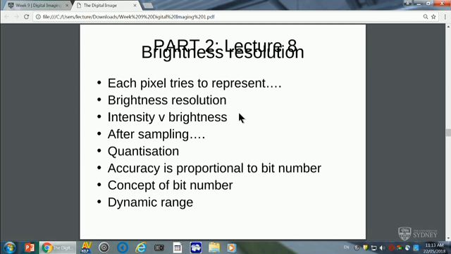A 1-bit system will give you 2 gray levels, black or white. The switch is on or off. It means that what you would have here is simply a black or white image. You would lose loads of information. It would be very, very contrasty.